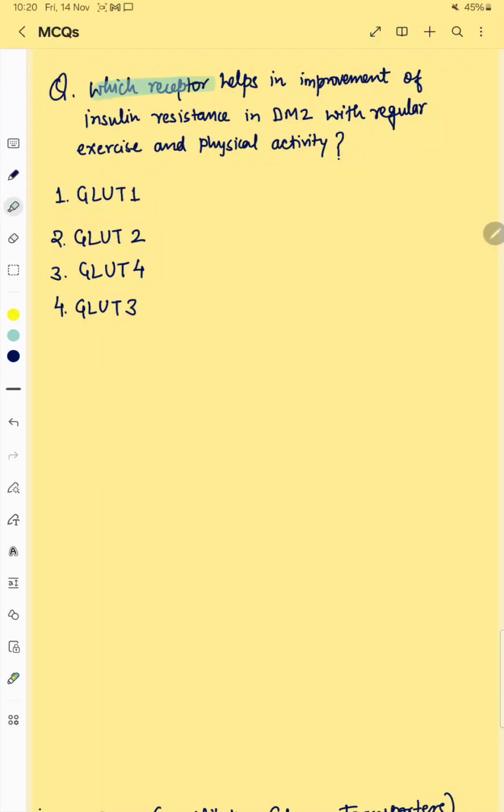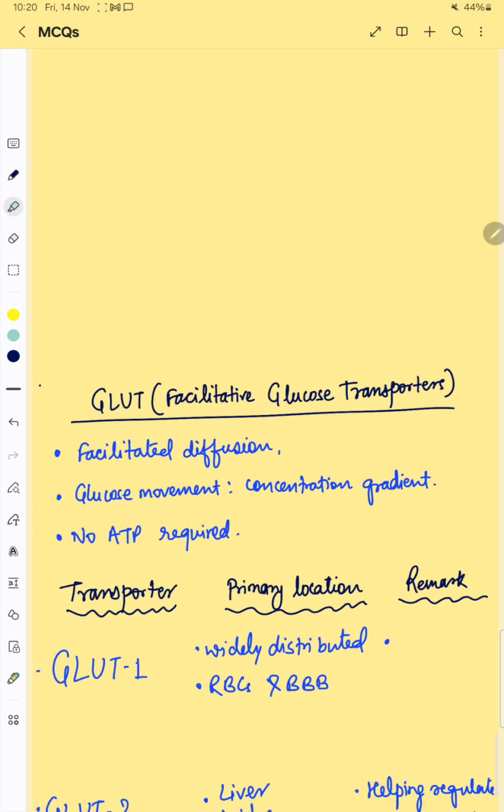Which receptor helps in improvement of insulin resistance in diabetes type 2 with regular exercise and physical activity? Glucose transporter 1, glucose transporter 2, glucose transporter 4 and glucose transporter 3. So let's discuss a brief about glucose transporters.